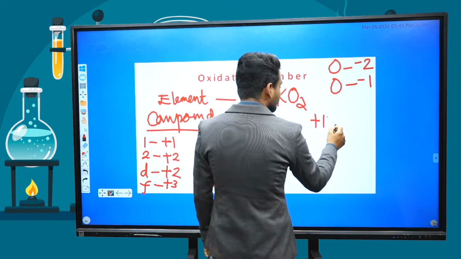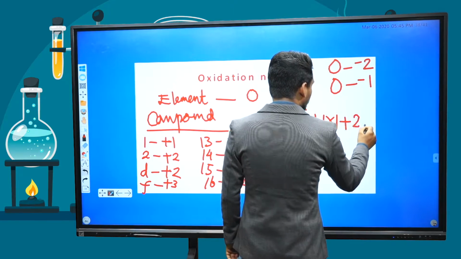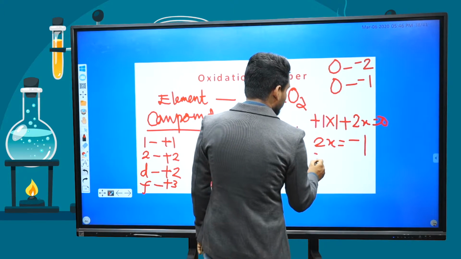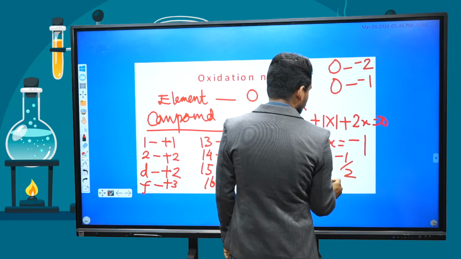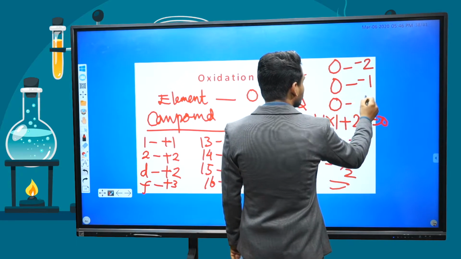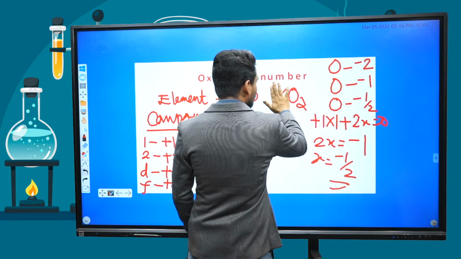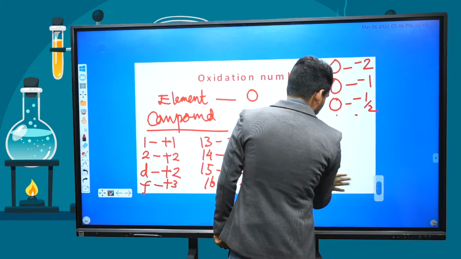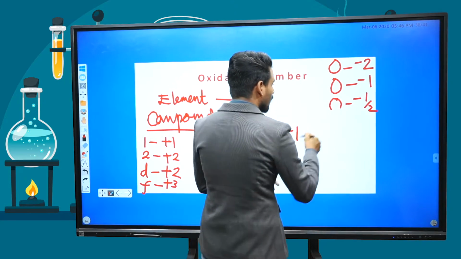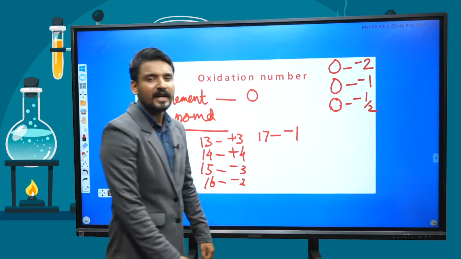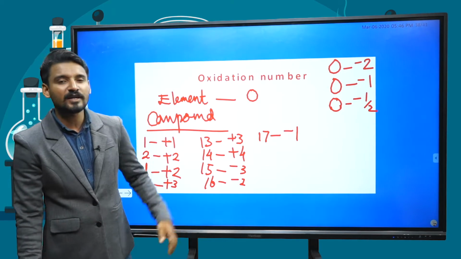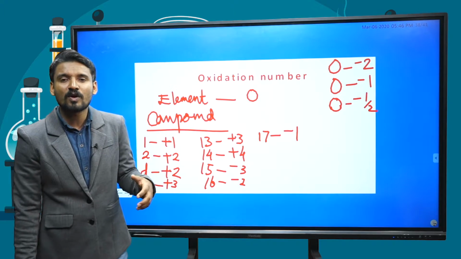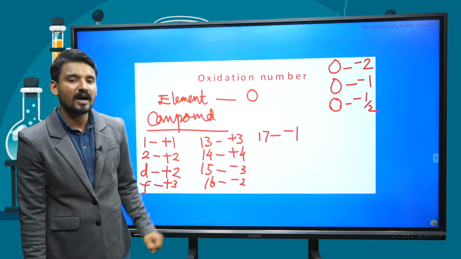+1 for potassium into 1 plus 2x is equal to 0. 2x is equal to -1 and x is equal to -1/2. That is equal to -half. Oxygen has -half state also. So oxygen has different oxidation states: -1, -2 and -half. In its monoxide, oxygen is in -2 state, in peroxide it is in -1 state, and in superoxide, just like KO2, it is in -half state.